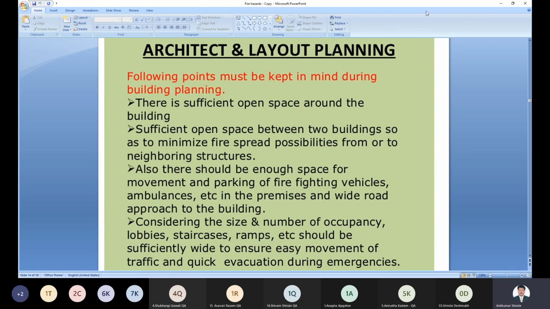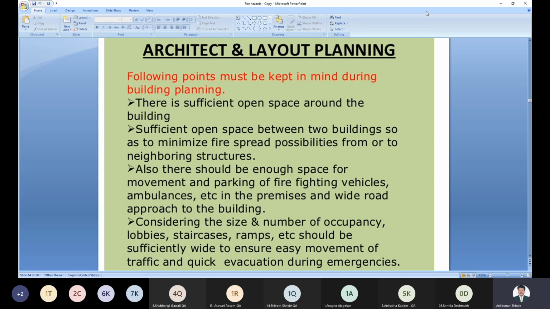So we can properly plan the parking of the different vehicles or the ambulance, right? And if an emergency is there, we can plan for that. Considering the size and number of occupancy, lobbies, staircases, and ramps should be sufficient to ensure easy movement of traffic and quick evacuation during an emergency.